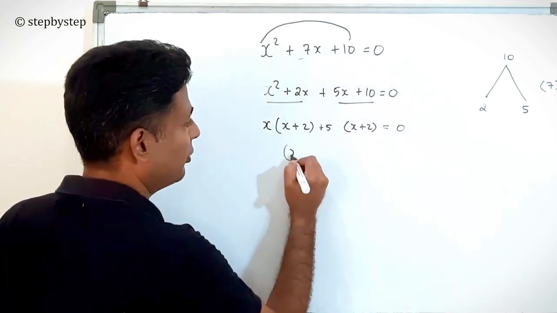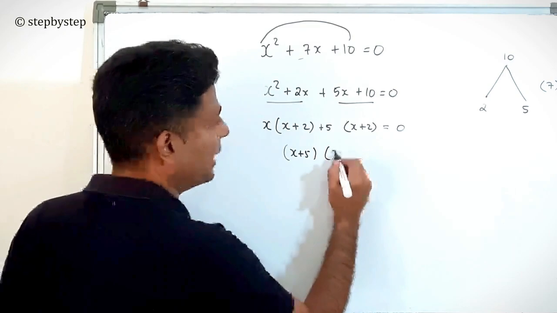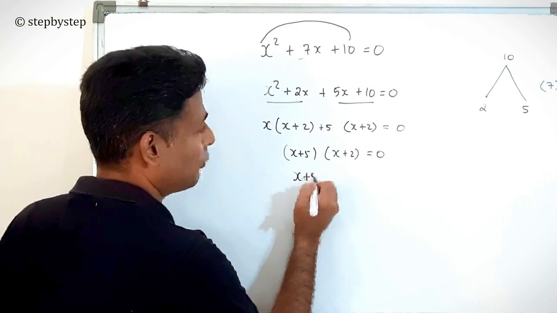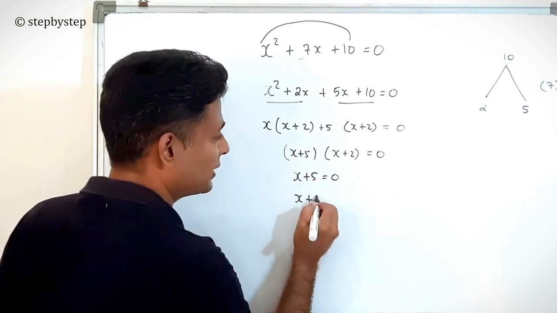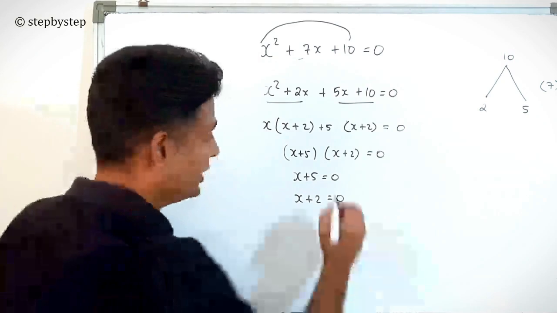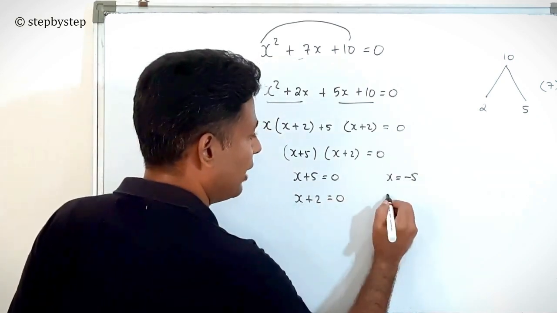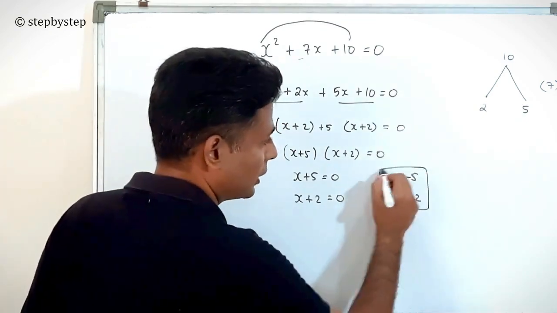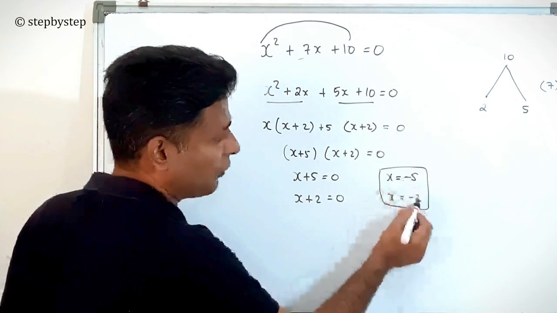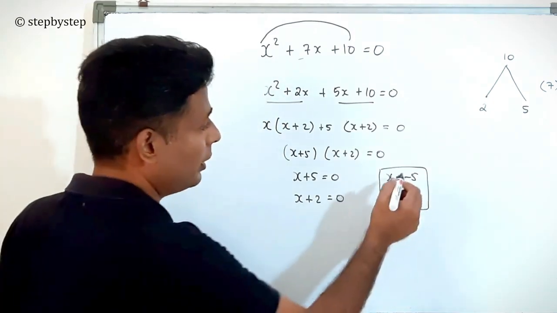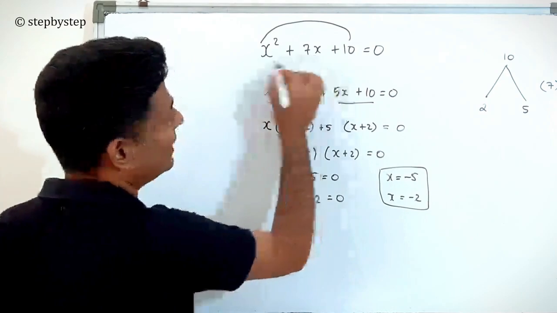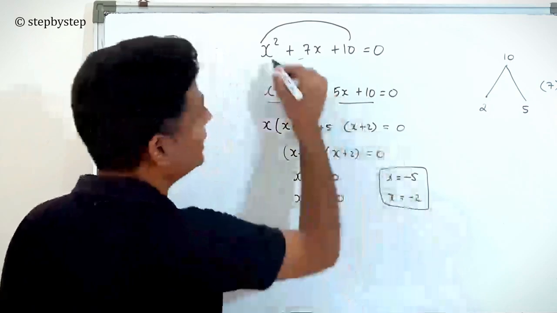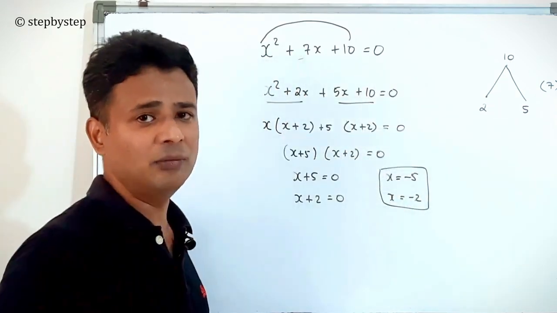Now x plus 5 into x plus 2 equal to 0, which means x plus 5 equal to 0 and x plus 2 equal to 0, which means x equal to minus 5 and x equal to minus 2. So we found the two zeros. The two zeros of this equation are minus 5 and minus 2. If you substitute minus 5 instead of x in this equation, the entire thing will become 0. Or if you substitute minus 2 instead of x, the entire equation will become 0.